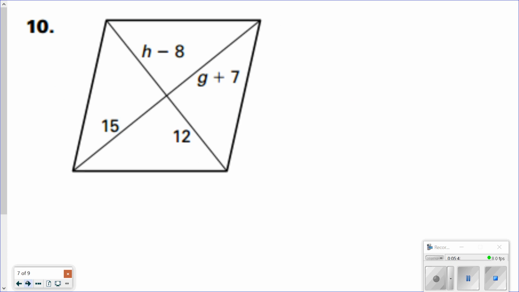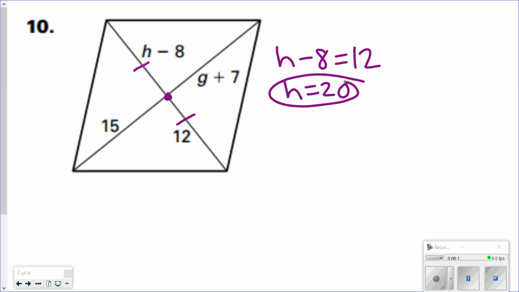For our next example here, we have diagonals. And we know that the diagonals in a parallelogram bisect each other. So if I want to solve for h, what am I going to set equal to h minus 8? It would be those two segments, so 12. We know that h minus 8 is equal to 12. I'm going to add 8 to each side. h is equal to 20.